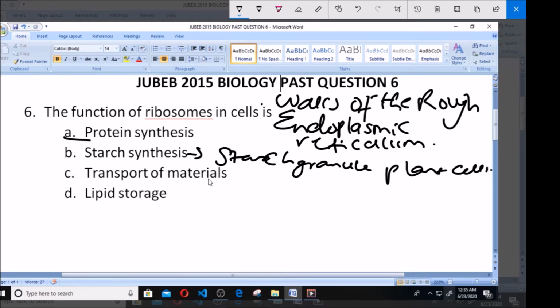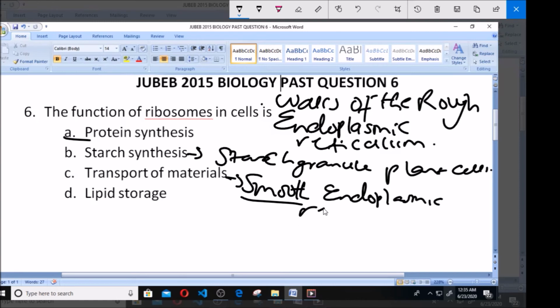The part of the cell responsible for transport of materials is the smooth, notice I said smooth, endoplasmic reticulum, while the part of the cell responsible for lipid storage is the Golgi body.